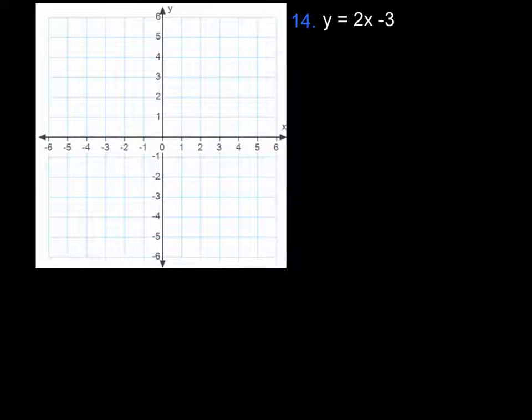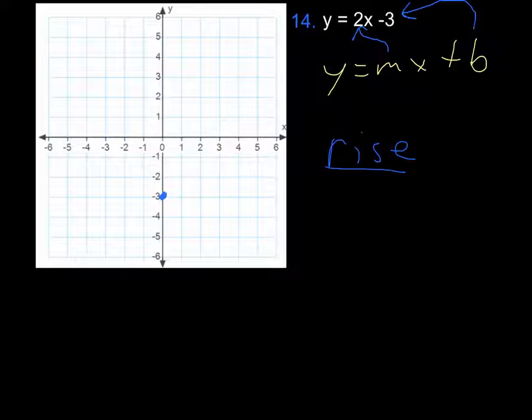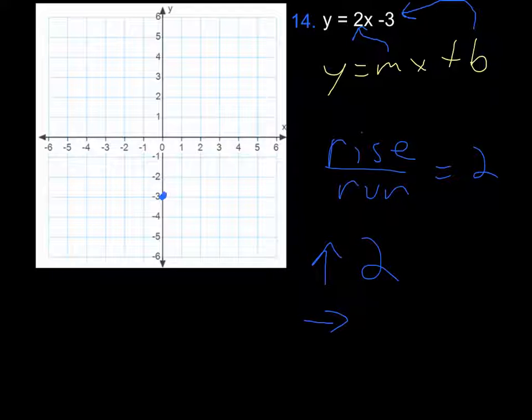For question number 14 and 15, we're asked to graph an equation. Again, we're going to try using our equation y equals mx plus b. We know that the slope is going to be 2, and we're going to cross the y-axis at negative 3. So let's draw a line right there. We know it crosses here, negative 3. And we know the slope is 2. The rise over the run equals 2. So we must go up 2 every time we go over 1.